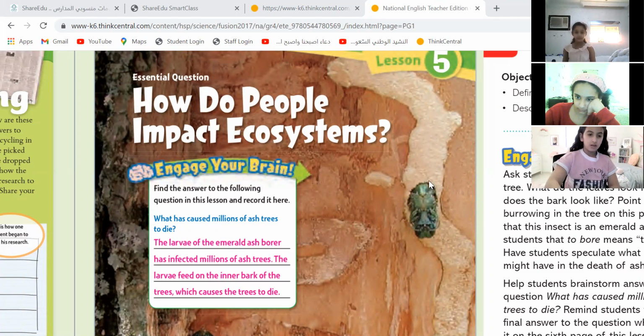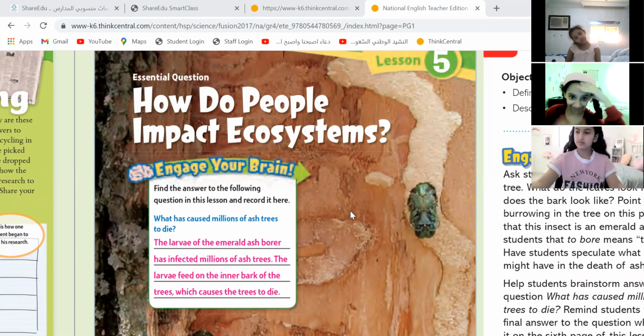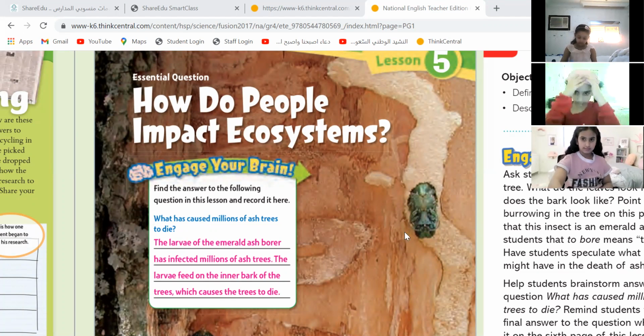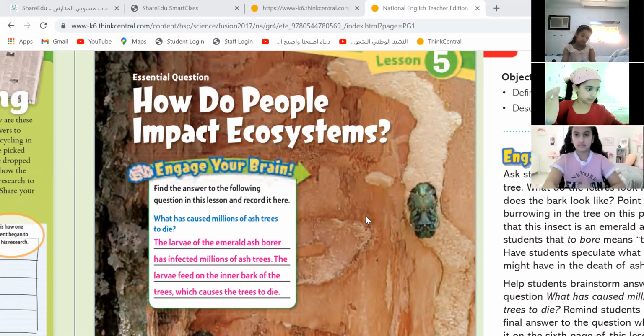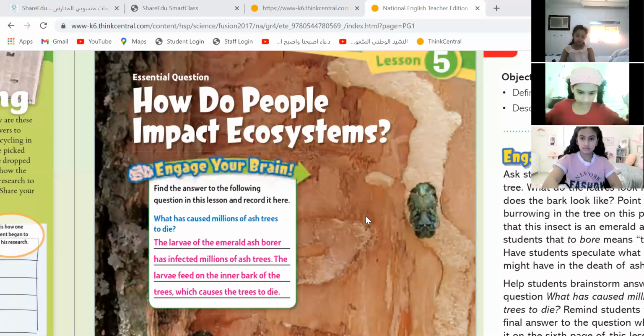What about this insect? Do you think that this insect maybe ate the tree? Oh, what is that? I thought that was trash. No, this is an insect. So the larvae of the emerald ash borer have infected millions of ash trees. The larvae feed on the inner bark of the trees, which causes the trees to die. So this is how some insects affect some trees, okay?